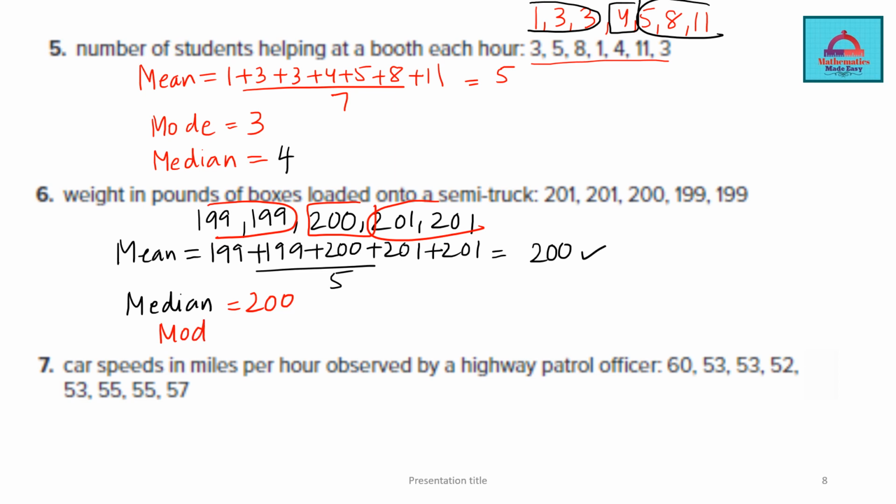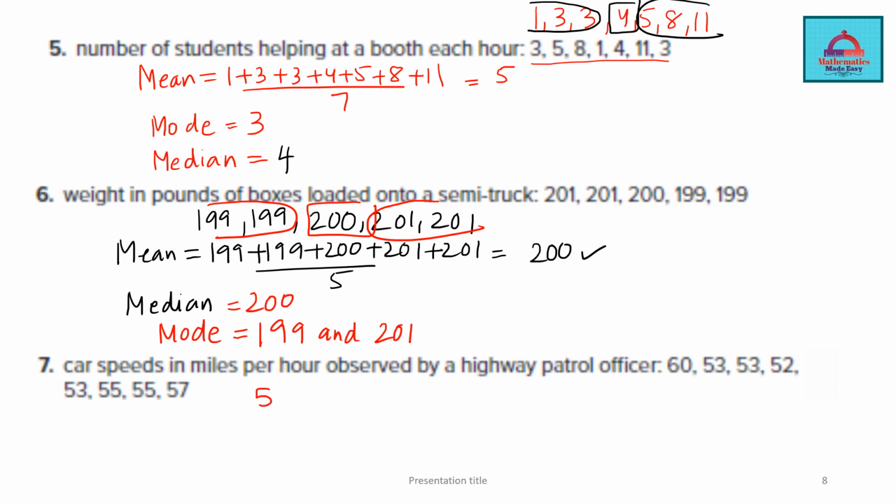And then the mode here is going to be two numbers, because 199 is repeated two times and 201 is also repeated two times. So 199 and 201 both are going to be the modes. Let's do the next question.